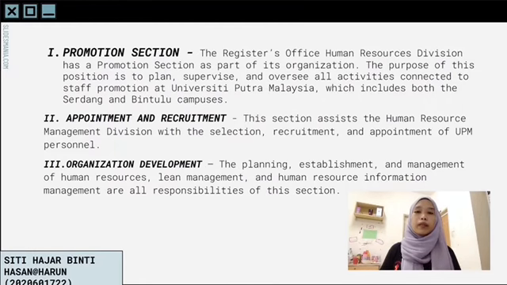Second, Appointment and Recruitment. This section assists the Human Resources Management Division with the selection, recruitment, and appointment of UPM personnel. Third, Organization Development. The planning, establishment, and management of human resources, land management, and human resource information management are all responsibilities of this section.